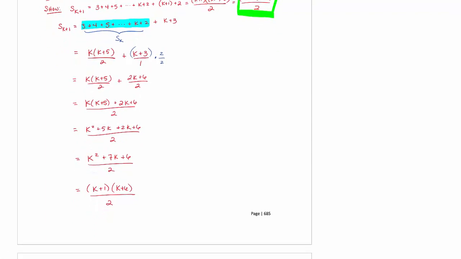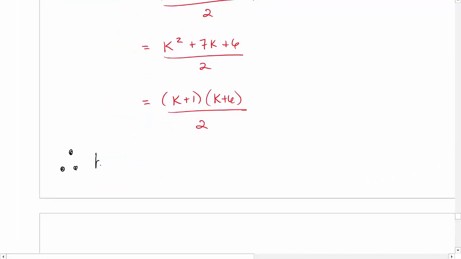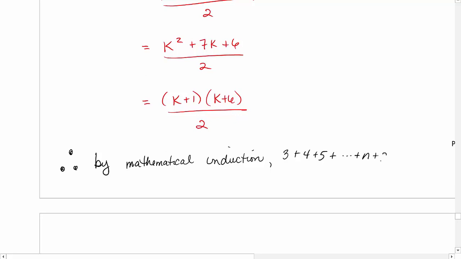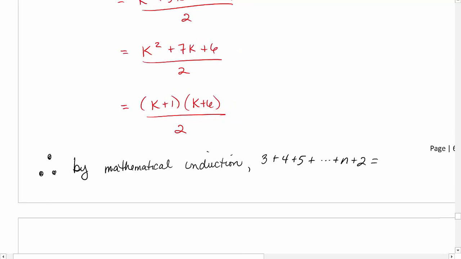We're going to say, therefore, by mathematical induction, and now we're going to write our given line, 3 plus 4 plus 5 plus n plus 2 equals n times n plus 5 over 2 for all integers n, positive integers n. So that's what this last little bit means.